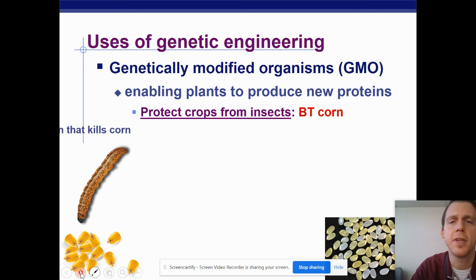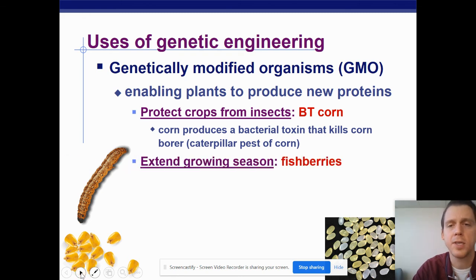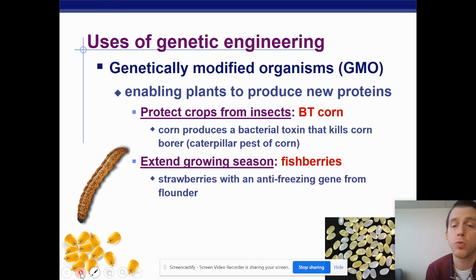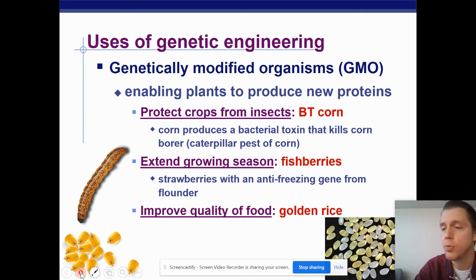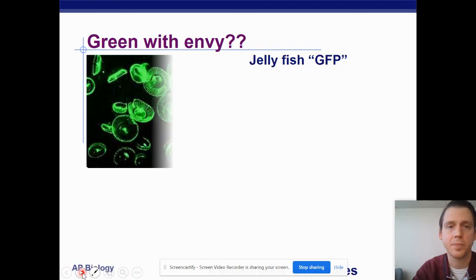So there are many uses for this. We can actually use it to transform different things. We can protect crops from insects by making Bt corn. Using a similar process, we can extend the growing season by adding an anti-freezing gene from the flounder into a strawberry. And we can improve the quality of food. In the example here, we've added vitamin A to improve the nutritional value of rice in an area that may have lots of individuals with a vitamin A deficiency. So we can genetically engineer things.